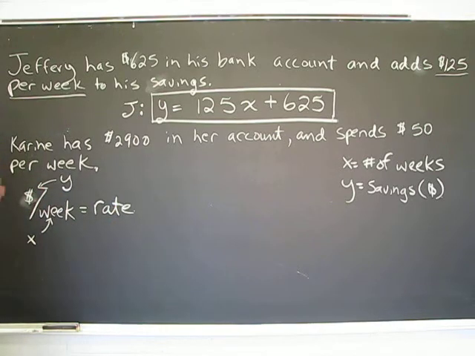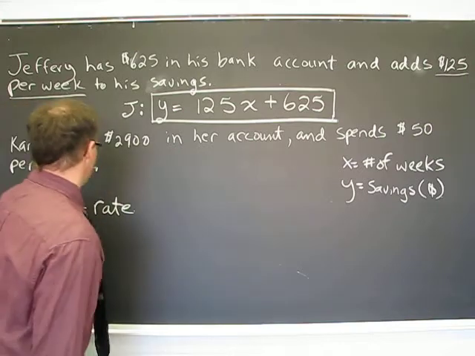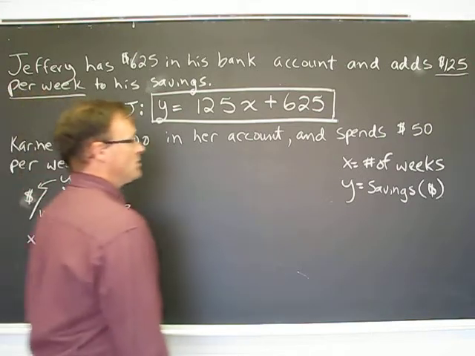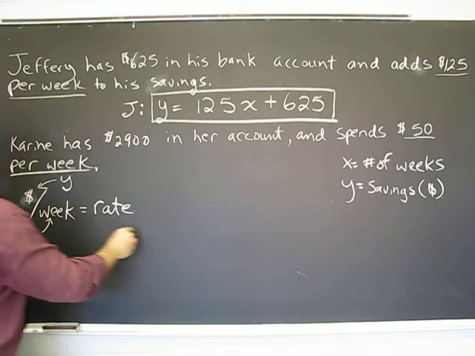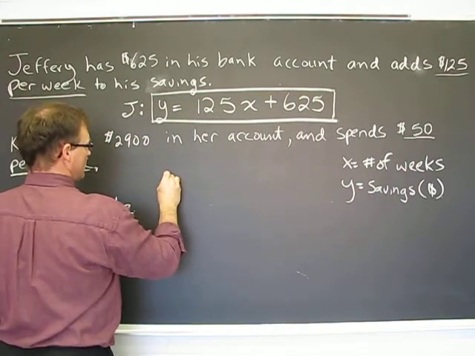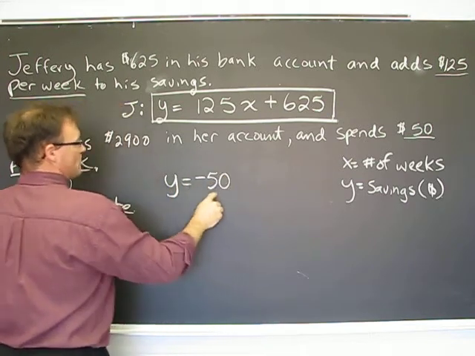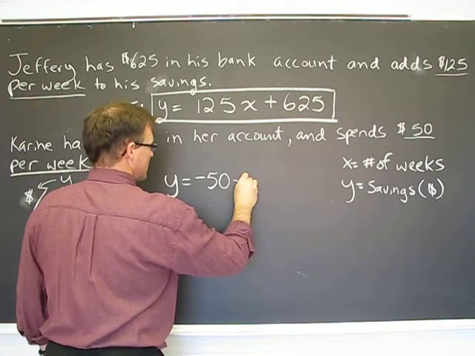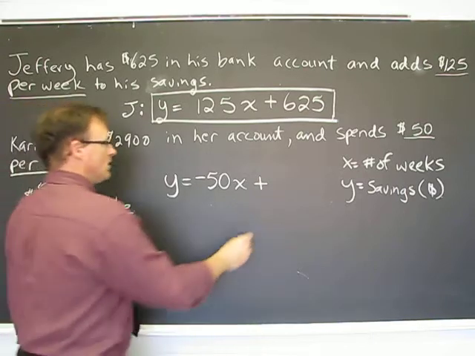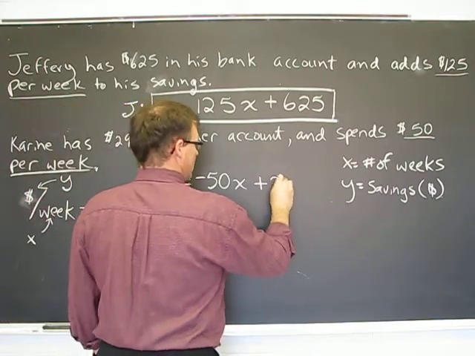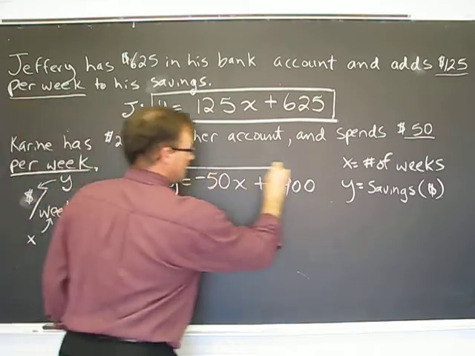The next one is Karen. She's got $2,900 in her account and she's spending $50 per week. Well, my rate of change, 50 per week, but it's a negative amount. So using the same kind of deal, it's going to be Y equals, the rate of change is negative $50 per week times the number of weeks, plus, yeah, you're still having plus here because this is her basic amount, okay, her initial amount, and that's going to be $2,900. That's Karen's amount.